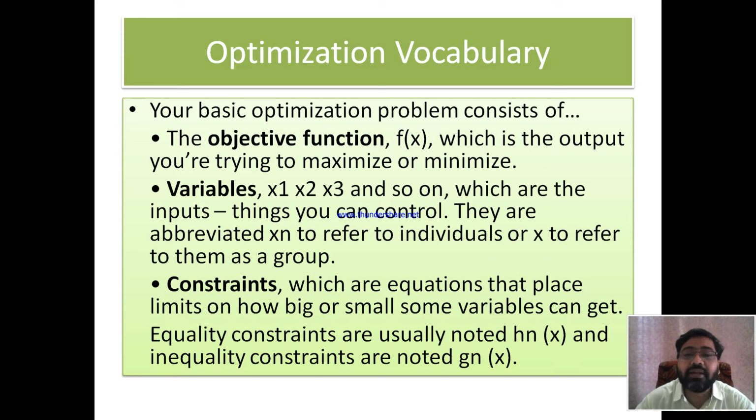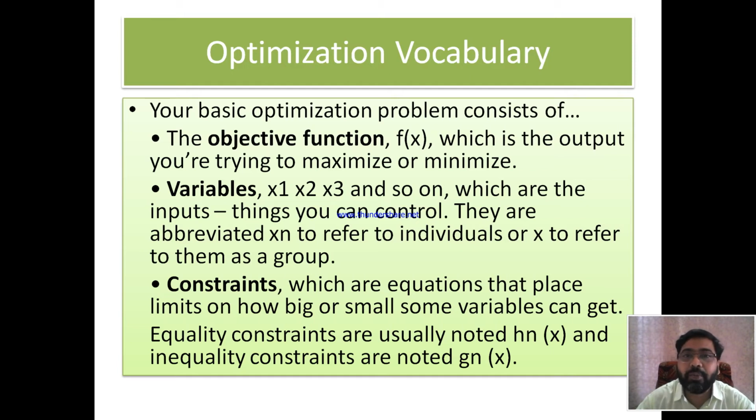Constraints. Constraints are equations that place limits on how big or small some variables can get. There is a limit to power generation, for example. Each generator, each unit, each boiler, each turbine has its maximum rating. You cannot use this unit to produce more power than its maximum limit, upper limit. Similarly, this equipment has the lower limit also, minimum limit, so that lower and upper limits are constraints.